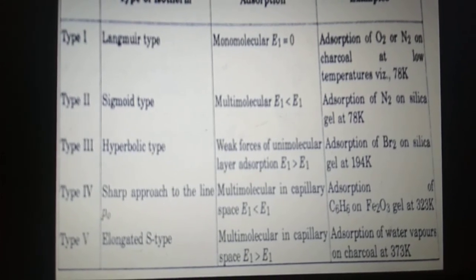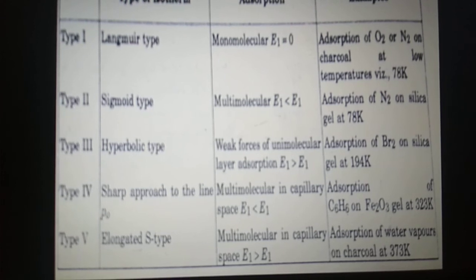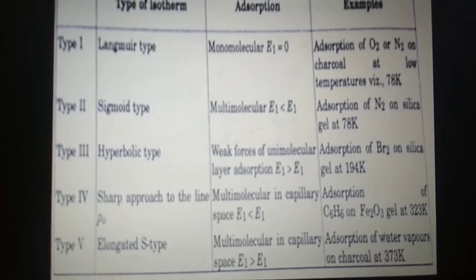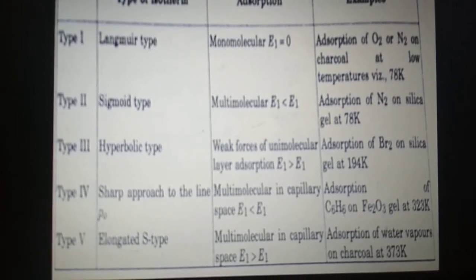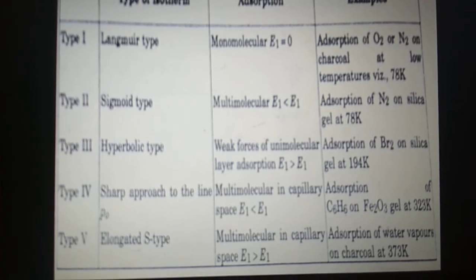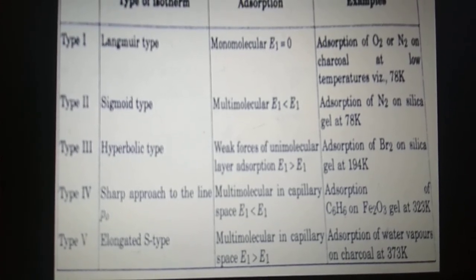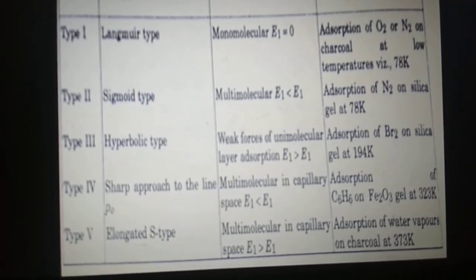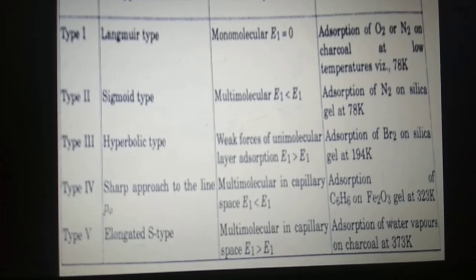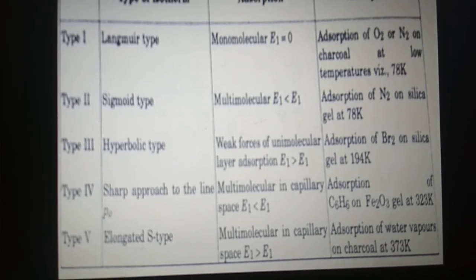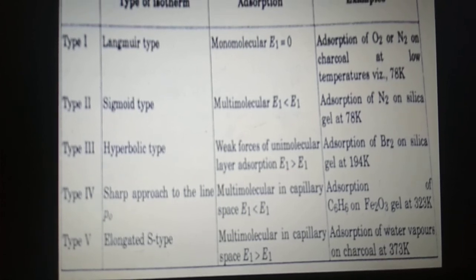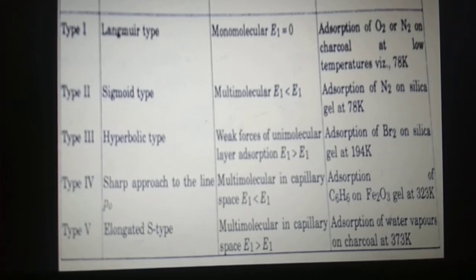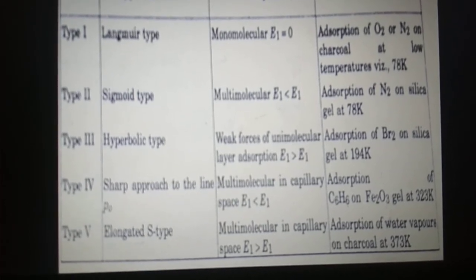It is for multimolecular adsorption, and E1 is less than E2. Adsorption of nitrogen on silica gel at 78 degrees Kelvin is the example of the sigmoid type. The third type is the hyperbolic type. Weak force of unimolecular layer adsorption, E1 is greater than E2. Adsorption of bromine on silica gel at 194 K.